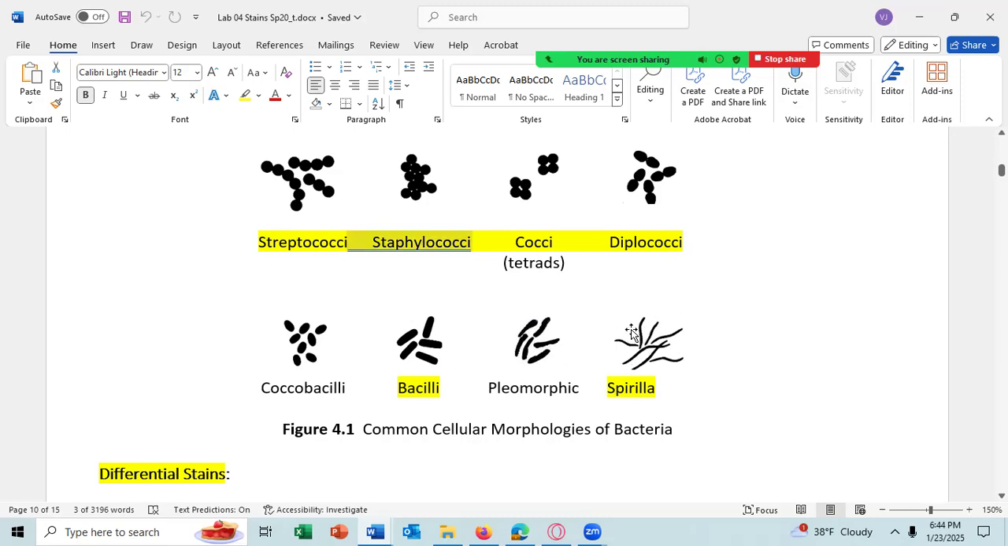Any question about any of this? So don't get the shape confused with the growth arrangement. I call it the cellular growth arrangement. The cellular growth arrangement is how many cells are stuck together, and you can have a singlet. You can have a diplococci, tetrads of cocci, etc.